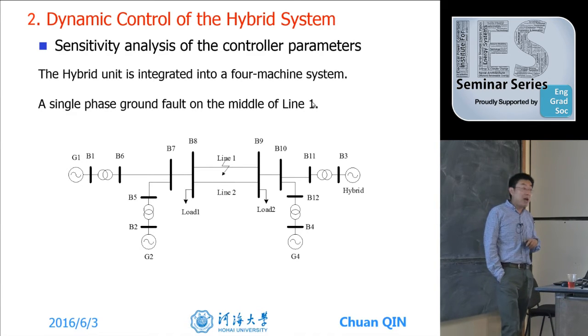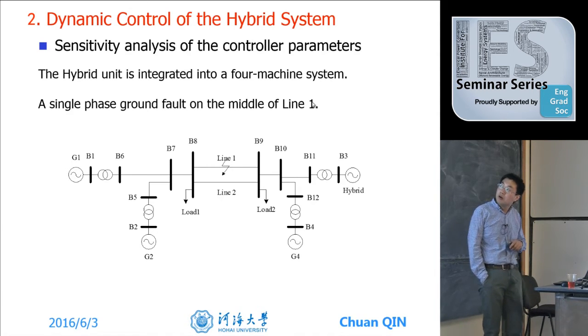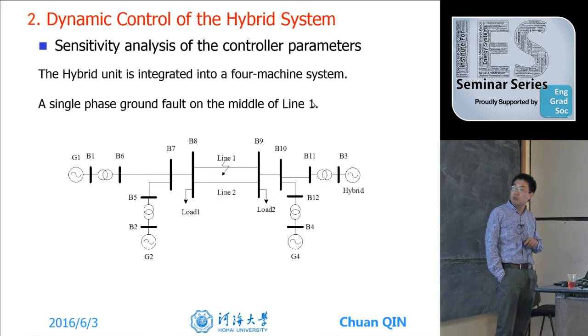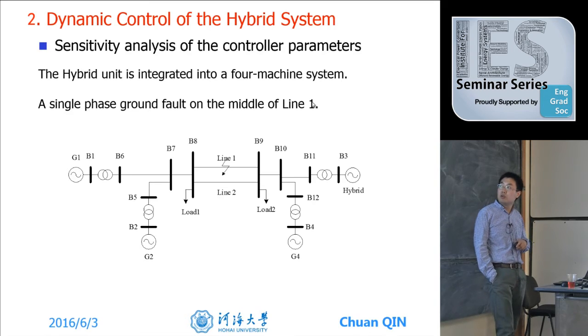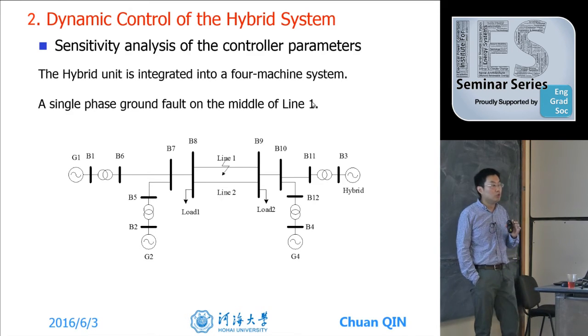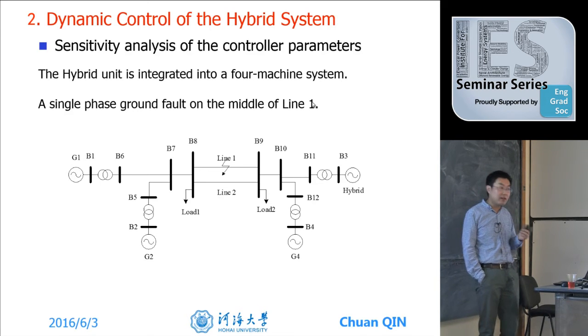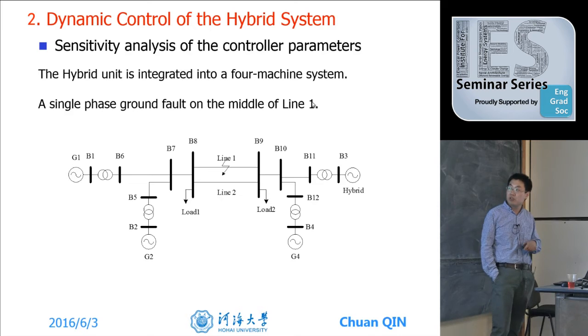So the hybrid system is integrated into a 4-machine bus system. A 4-machine system. It's a 4-machine 2-area system. And a single phase ground fault on the middle of line 1 is applied to excite the dynamics of the system.